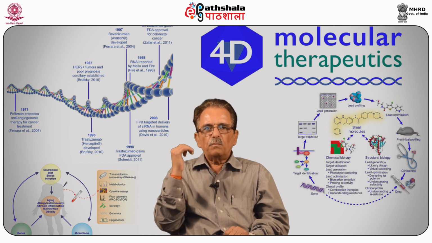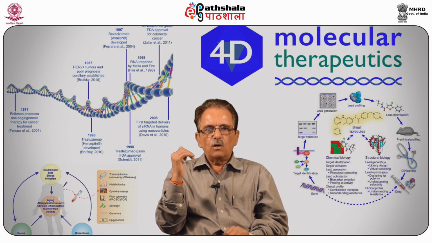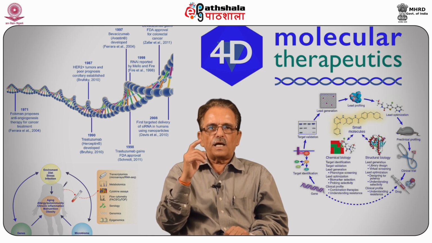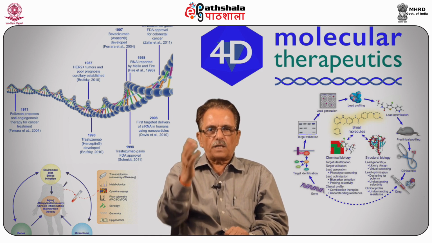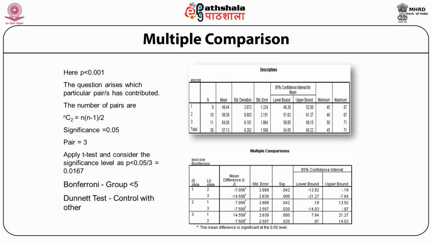To see this, we test multiple comparison, sometimes called a range test, or nowadays also named a post hoc test, etc. There are so many post hoc tests. We have to apply the p-value here because it is significant. We need to go for multiple comparison to see which particular pair has contributed.